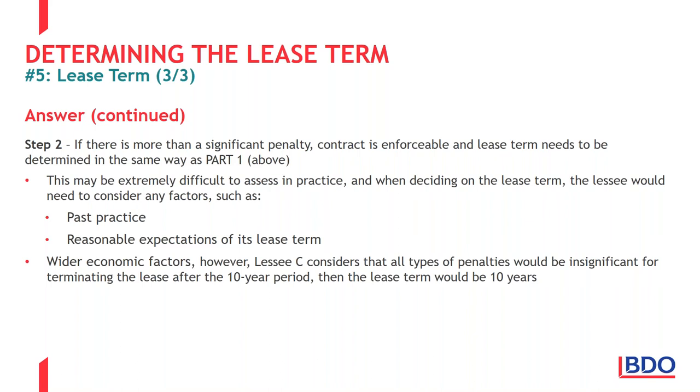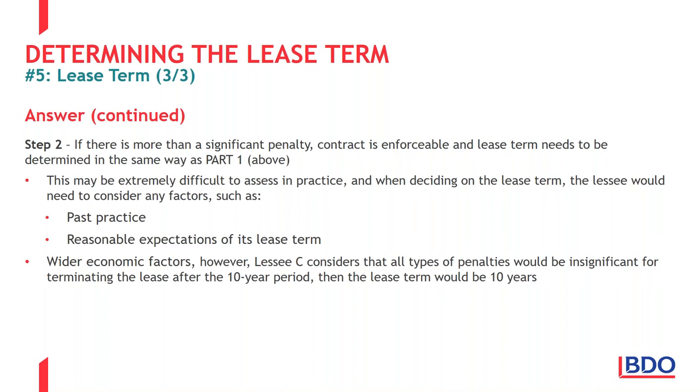Maybe it is because we've got signage up, we've got fit-out, we redid the place, etc. People know about it. So we've already decided there's some kind of significant penalty, although there's not a cash payment involved. And then you look at past practice, then you look at reasonable expectation. So it's very important that before we get to step two, we first have to start off by asking, do we have these significant penalties?